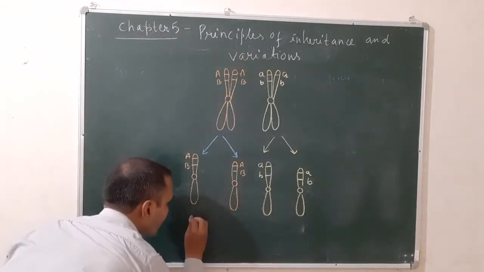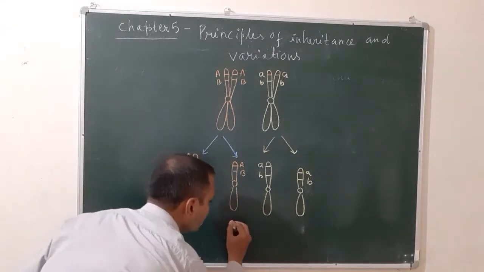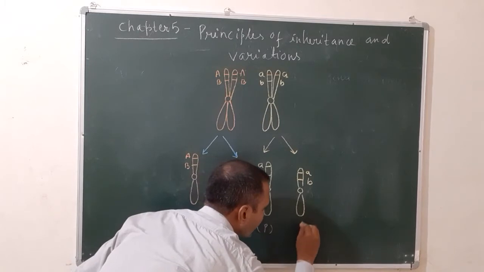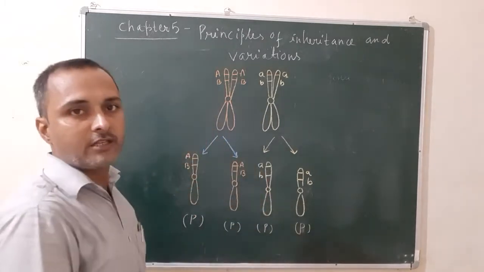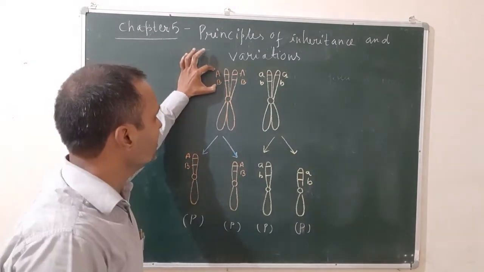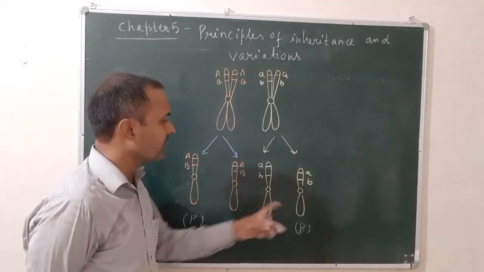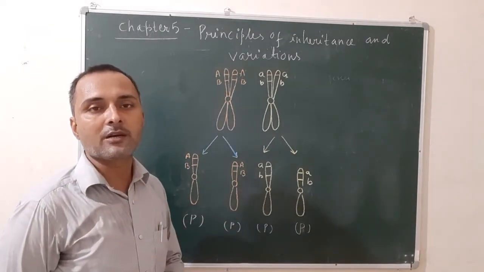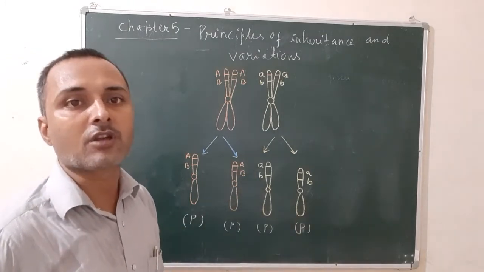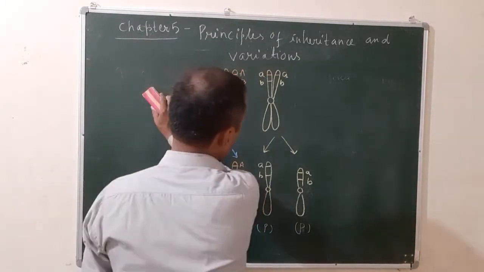P stands for parental. This is parental because the same combination contains the parent. This is also parental, this is also parental combination, and this is also parental combination. So once again, we call it linkage, in which the genes are closely located to each other. As a result, only parental combinations are possible. In absence of crossing over, it is known as complete linkage. It is very less common in nature, found in Drosophila. Let us see the second type, that is incomplete linkage.